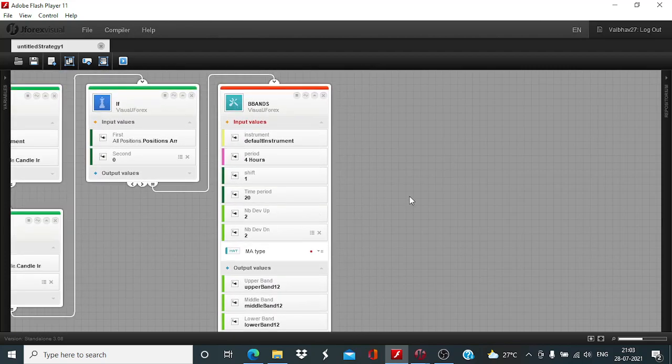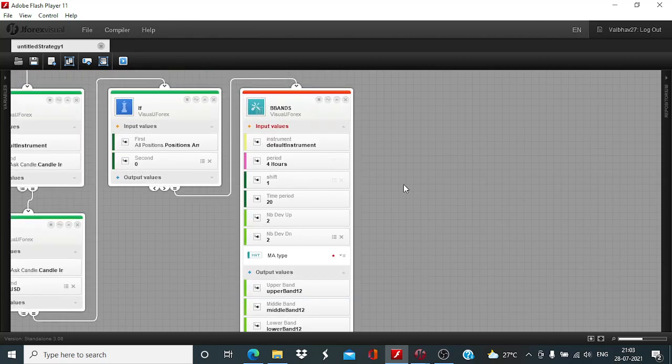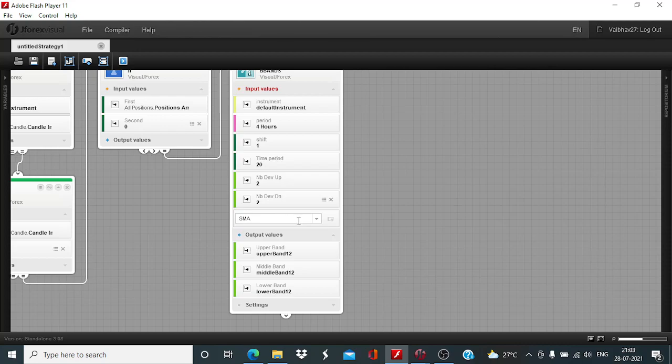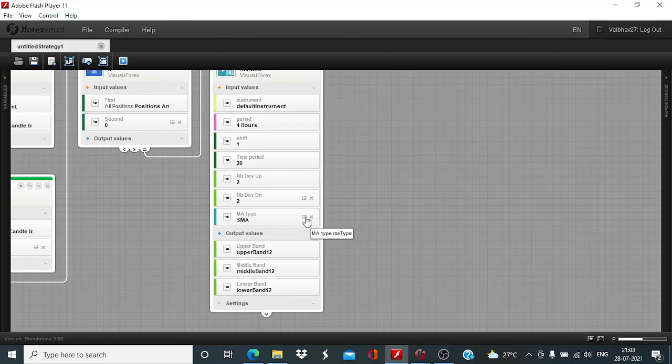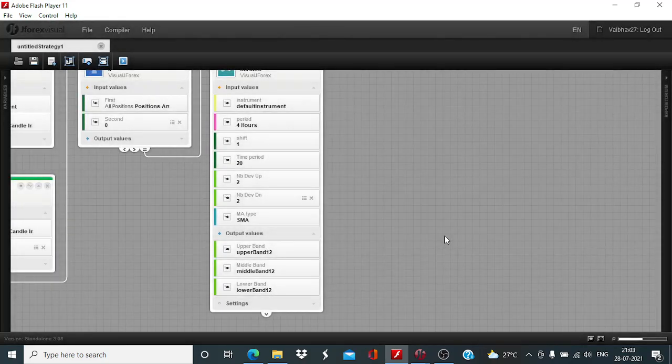Now coming to these Bollinger Bands, this one will help us in looking at the price action and how the last 4 hourly candle has closed. I have to define the MA type, and we will be taking the SMA as the MA type. You can take different options. All these options are provided: SMA, EMA, WMA, DMA. So all kinds of moving averages are available to choose from.